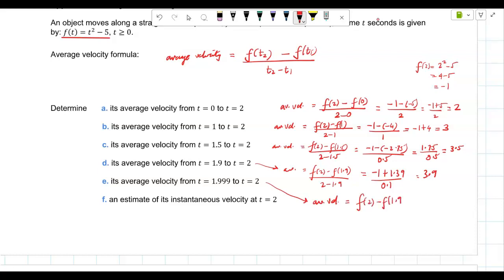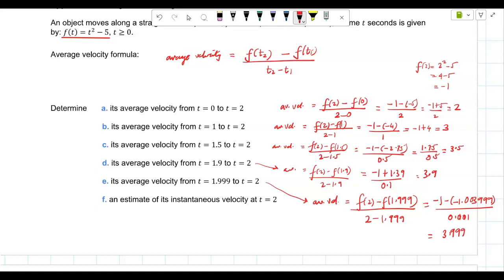No, but you're taking it even closer. So how much does it approach? Find it out on your calculator. See, this would be minus 1 minus 1.100399, correct? And if you work it out, 2 minus this is 0.001, correct? So I am getting 3.999.